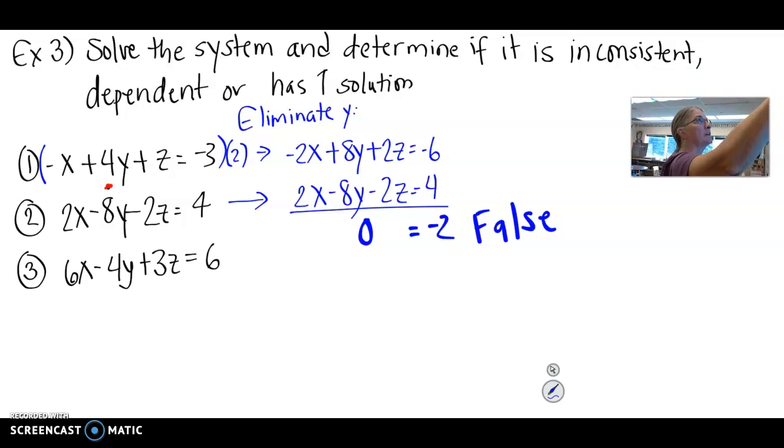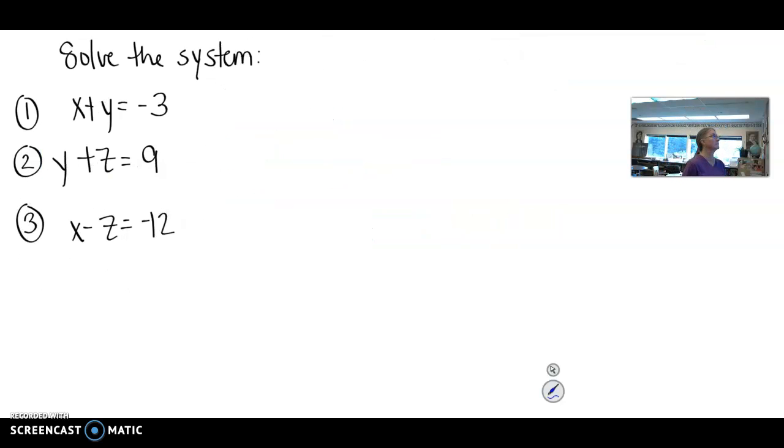When all the variables drop out and you come up with a false statement like this, 0 is never equal to -2, that means that the system was inconsistent. So you can stop right there, because we're not going to be able to find a solution. I want to do this type of solution as well when you don't have all of the variables.